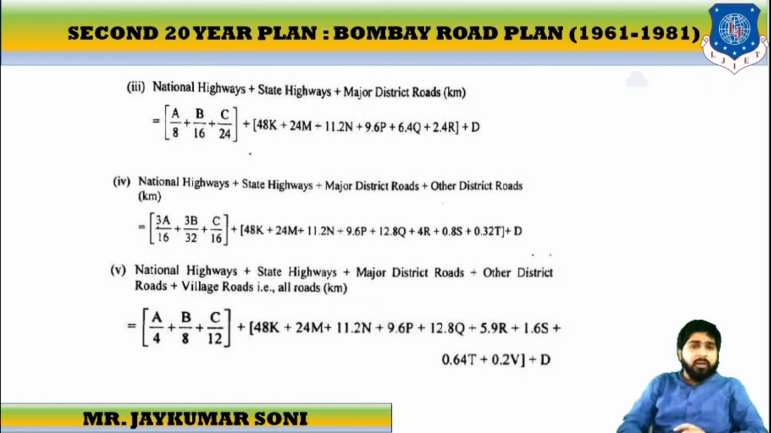Then the remaining three formulas are: national highway plus state highway plus MDR, national highway plus state highway plus MDR plus ODR, then national highway plus state highway plus MDR plus ODR plus VR. See, there are a total of five different formulas. Do not worry, as the chances of numericals being asked from this segment are quite low because the number of equations is quite high. But you need to have a proper understanding of the difference between the Nagpur Road Plan and the Bombay Road Plan.